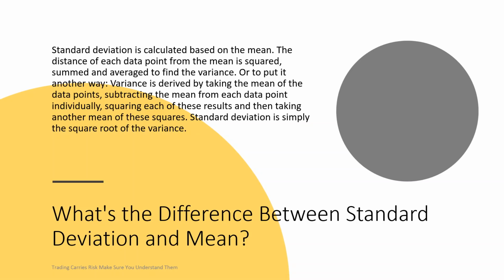The distance of each data point from the mean is squared, summed, and averaged to find the variance. Or, to put it another way, variance is derived by taking the mean of the data points, subtracting the mean from each data point individually, squaring each of the results, and then taking another mean of these squared results. Standard deviation is simply the square root of variance.